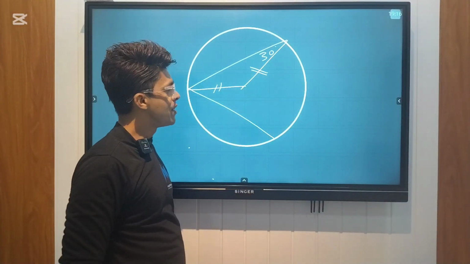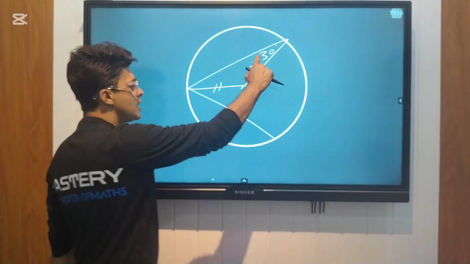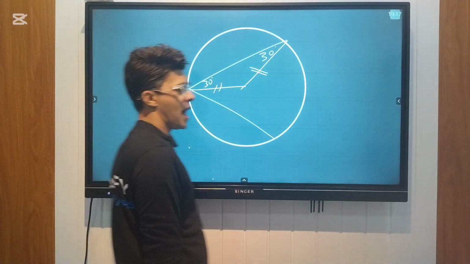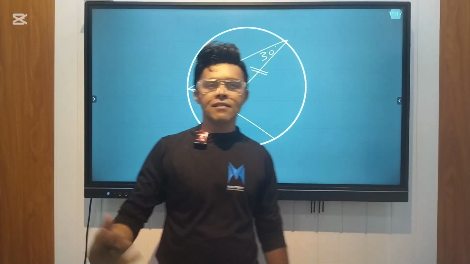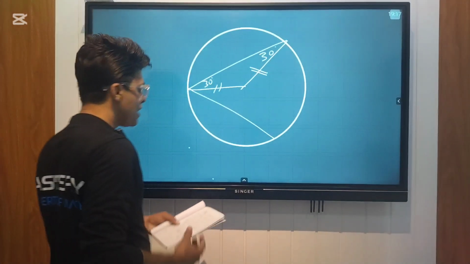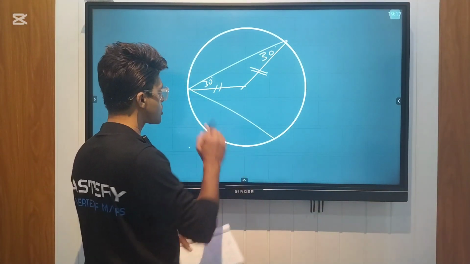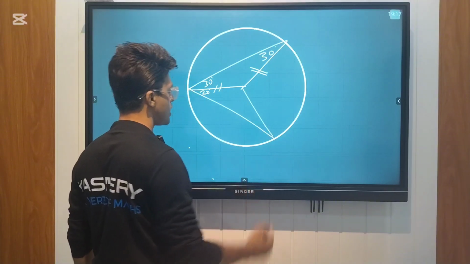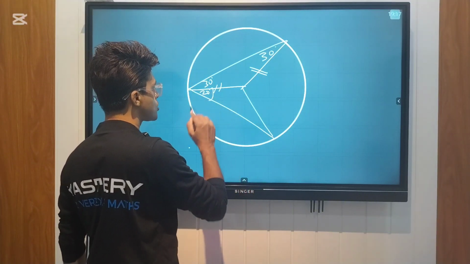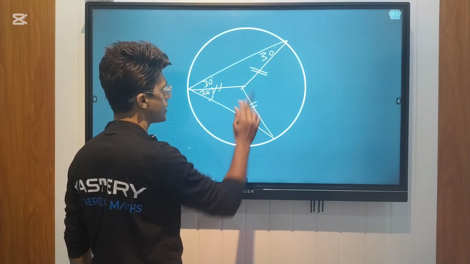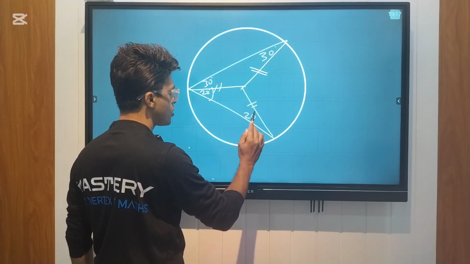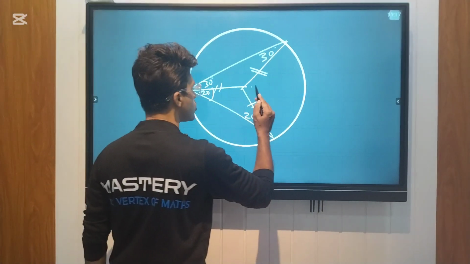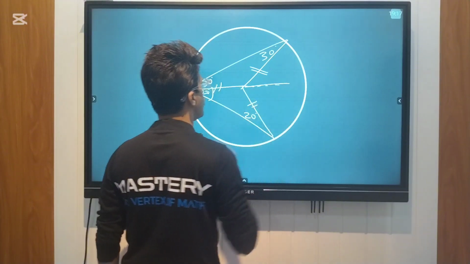Okay, then radius, radii really. If this is 30, this one also should be equal to 30. The reason: angles opposite to equal sides are equal in magnitude. And also it has been given that this is 20. If this is 20, then this one is equal to this one really, radius. This one also should be equal to 20.